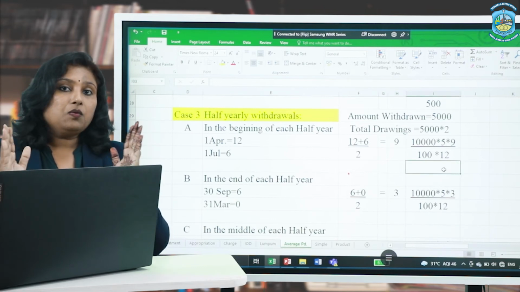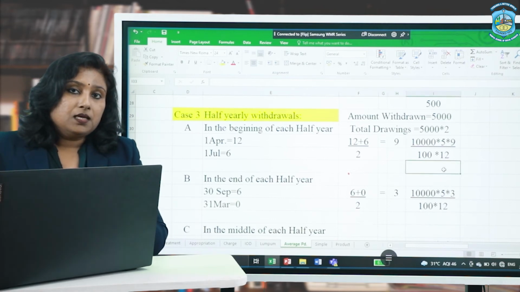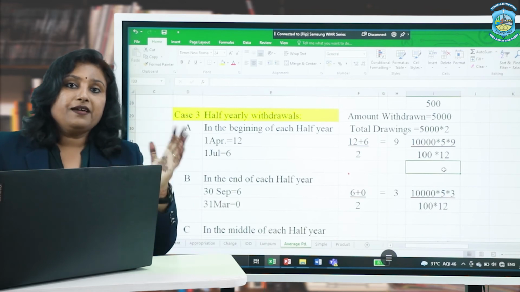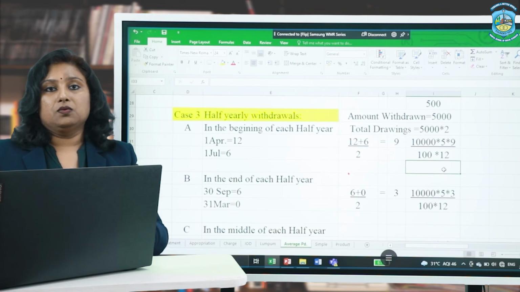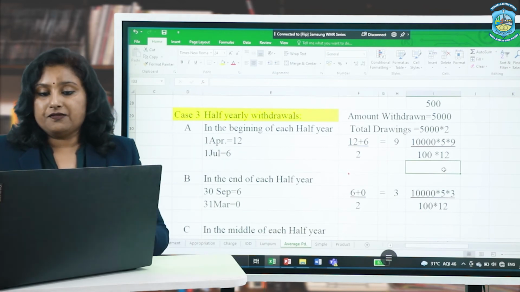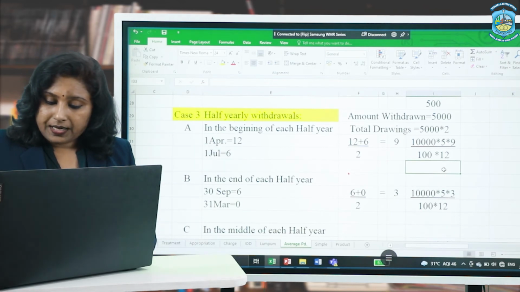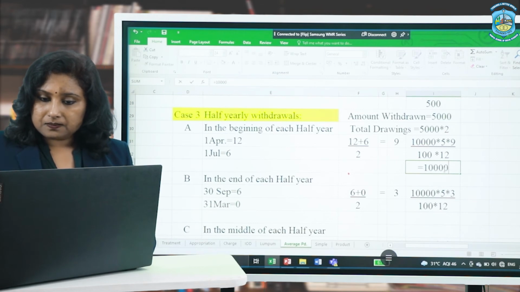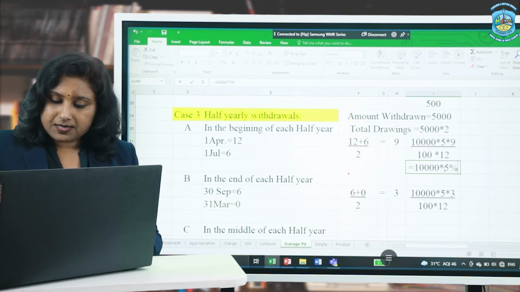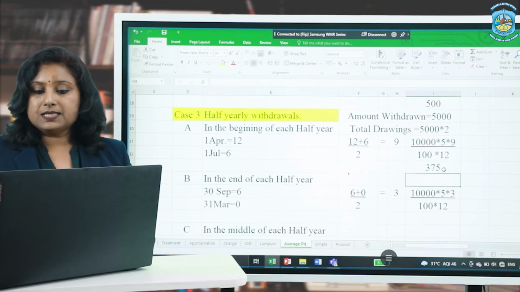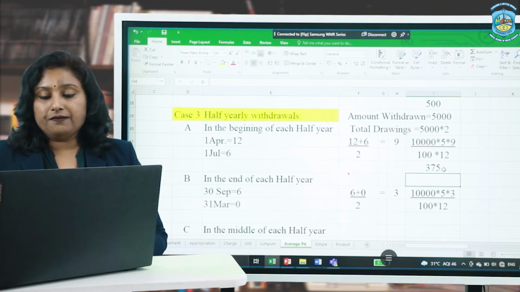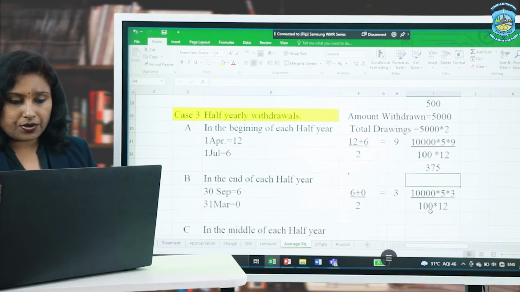Now the amount remains same. So what will be the total drawings? 5,000 multiplied by 2, because he has withdrawn twice in a year, as he is withdrawing every half a year. So let us calculate the interest on 10,000 at the rate of 5% for 9 months out of 12, which is an average period. 375 is the total amount of drawings.